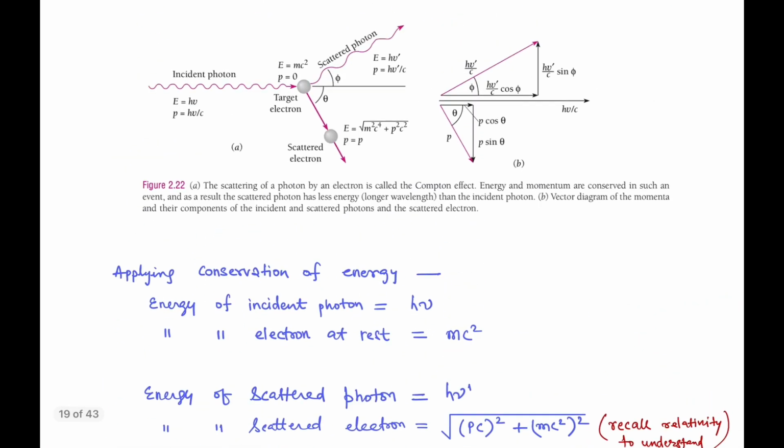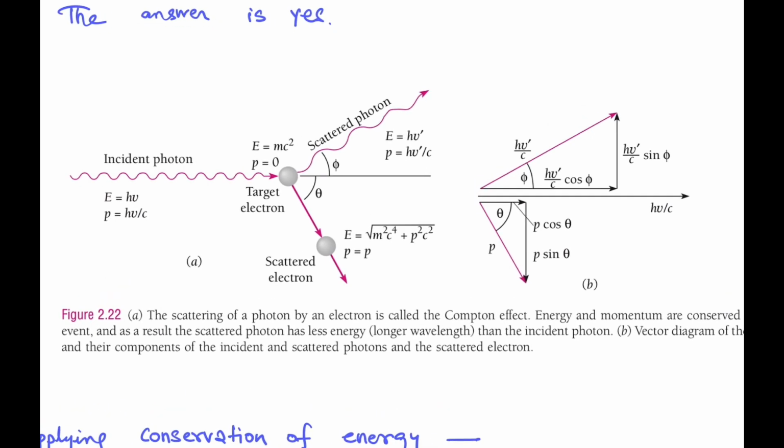So this is the schematic here, that an incident photon is actually incident on a target electron. For the incident photon, you have energy that is h nu, and momentum is h nu upon c, and energy of the target electron is actually mc square, and momentum is 0 as it is at rest. So when it collides, there will be scattering. Electron will be scattered in a different direction, and photon will be scattered in a different direction.